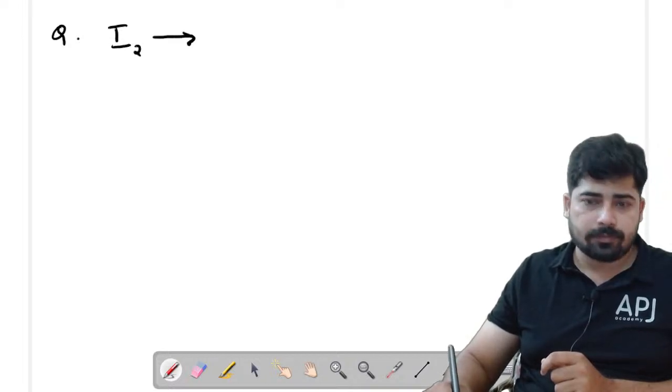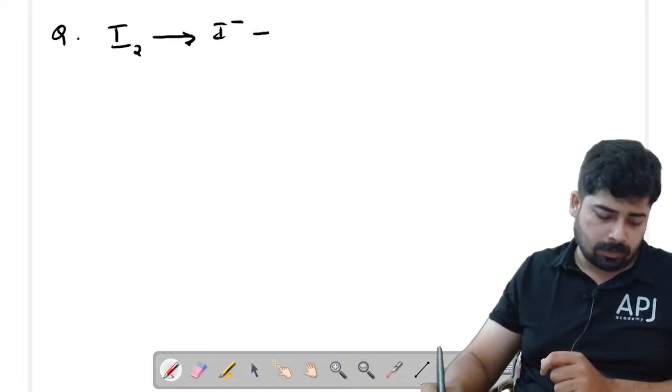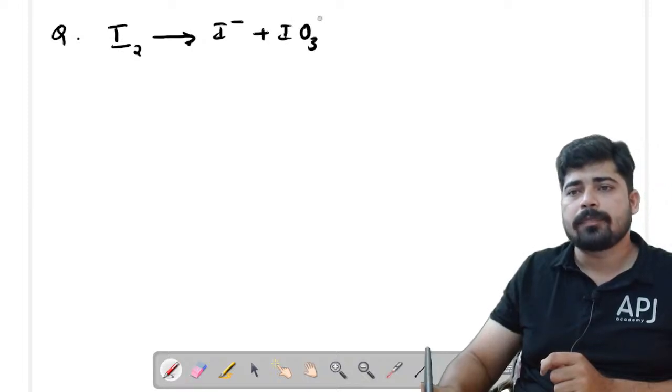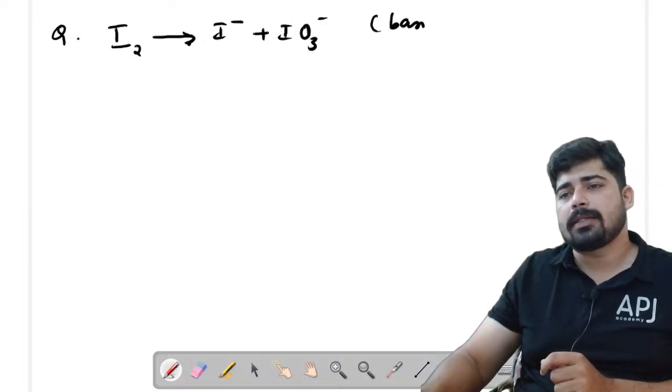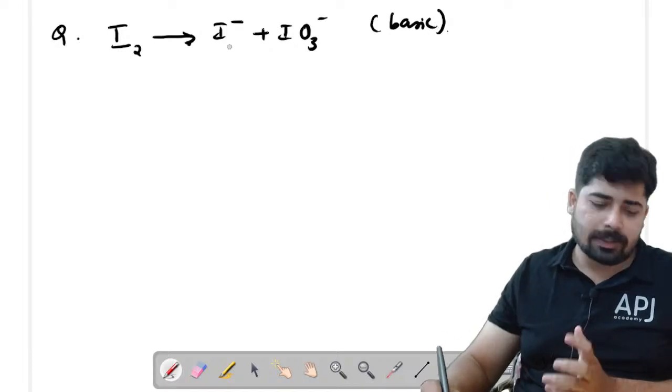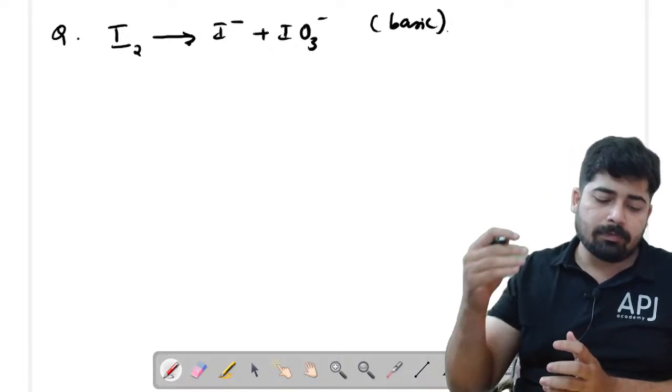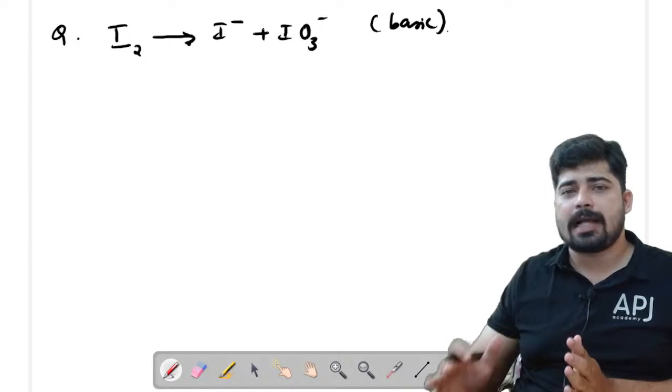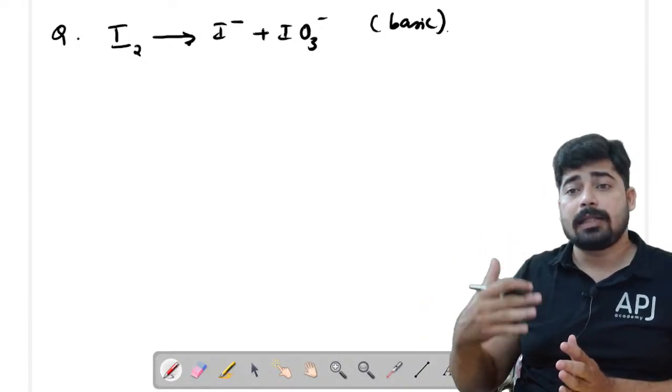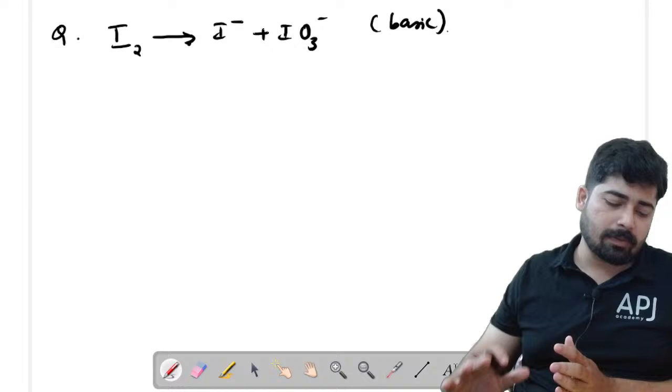I2 giving I- plus IO3-, and it is given as basic medium. Okay, what is the trick we are going to use? We will be solving the problems as if this reaction is taking place in acidic medium. Then in the final step we convert into the basic medium.